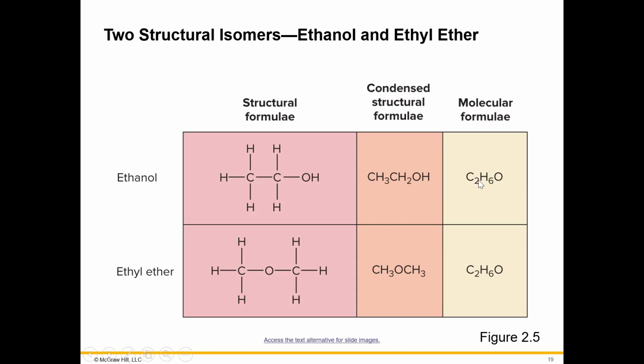So that shows you the molecular formula is the same. Both of them have two carbons, both of them have 6 hydrogen, and both of them have 1 oxygen. But the structure is different. For ethyl ether, oxygen is right in the middle, like here, while in ethanol, oxygen is far to the right. You get it?